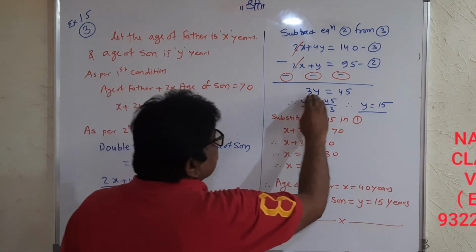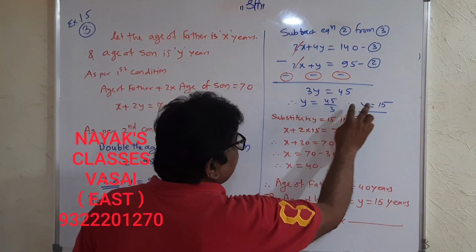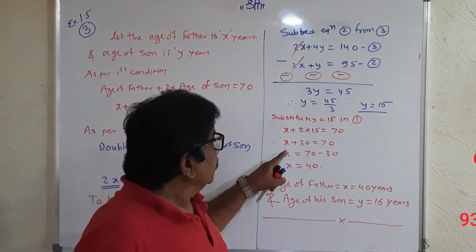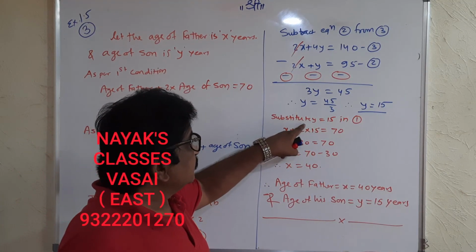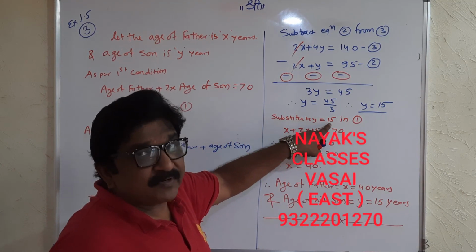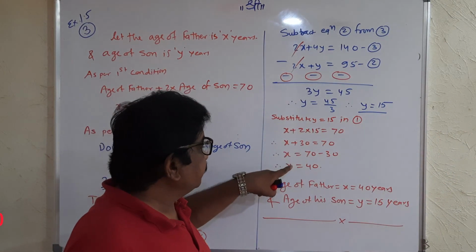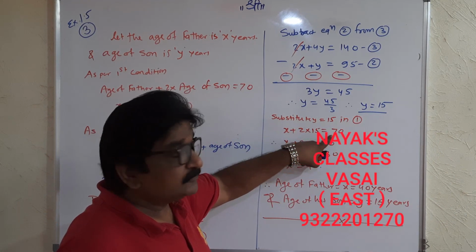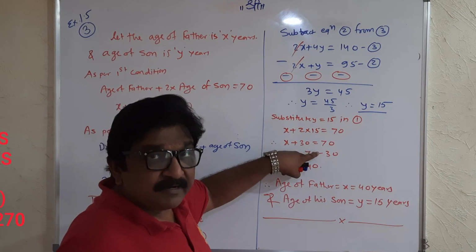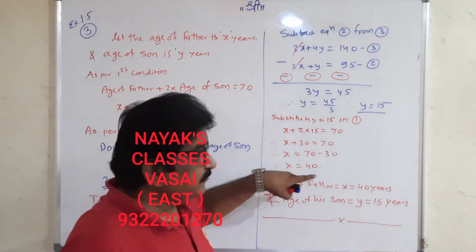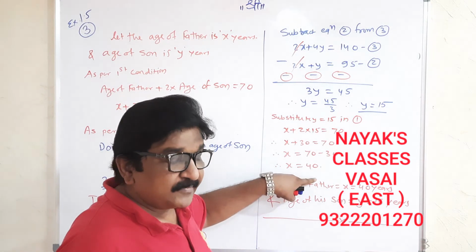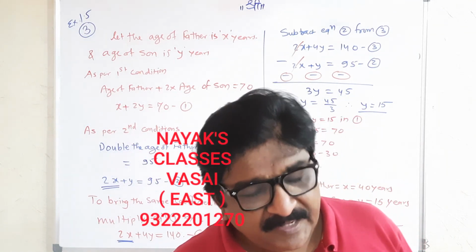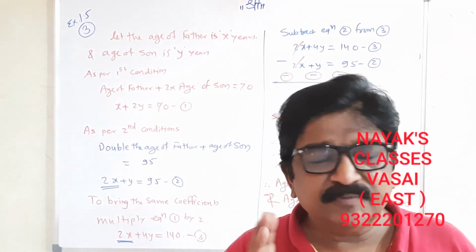So 3y is equal to 45, y is equal to 45 by 3, and y is equal to 15. We got the value of y. Substituting y is equal to 15, we have to find the value of x now. So x plus 2 into 15 is equal to 70, equation number 1. So x plus 30 is equal to 70, x is equal to 70 minus 30, and x is equal to 40. So x is nothing but age of father, and y is nothing but age of son.